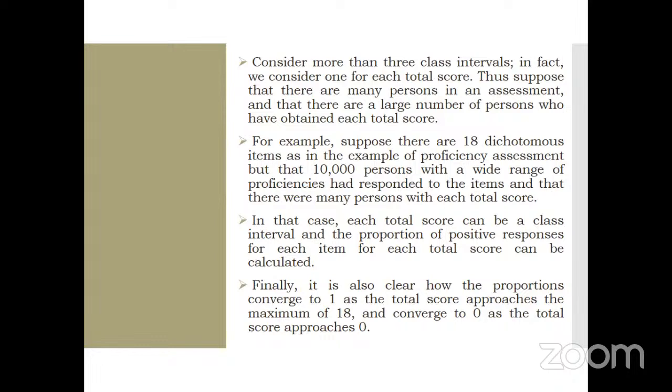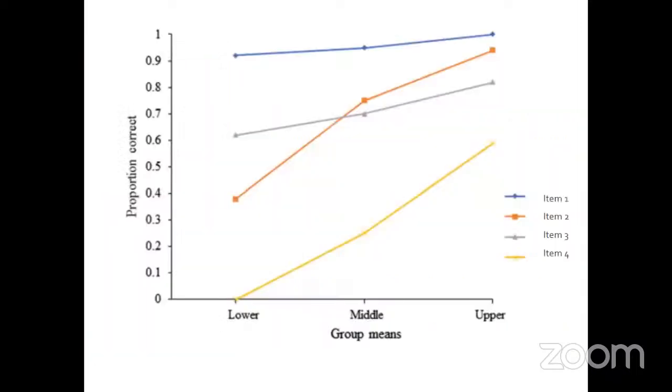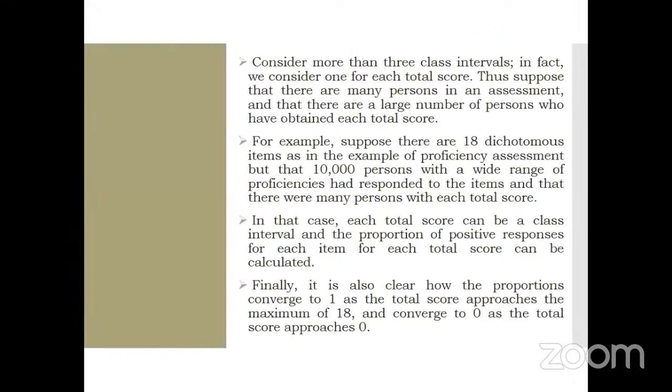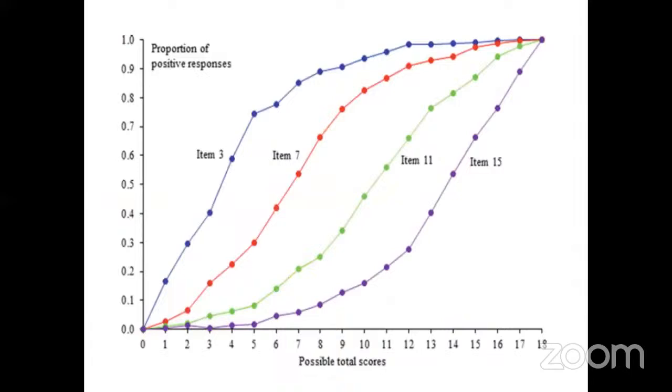2 out of 18. In that case, when we plot the same thing, with the proportion correct on the y-axis and the group means on the x-axis, for 10,000 people and 18 items, it is possible that we are going to have something like this. So you see it's the same thing. On the x-axis, you have all the possible total scores.